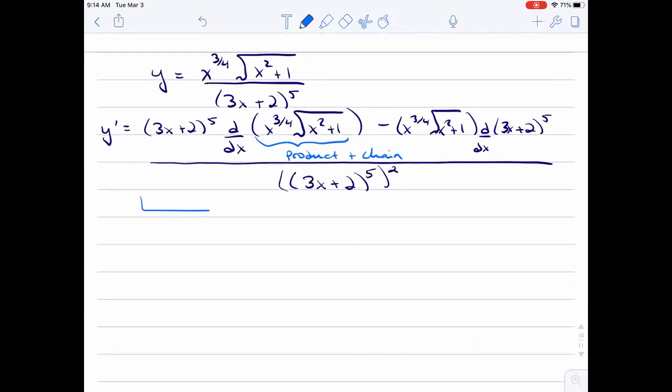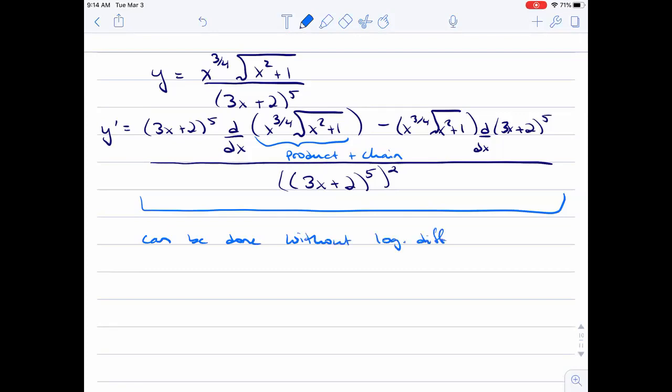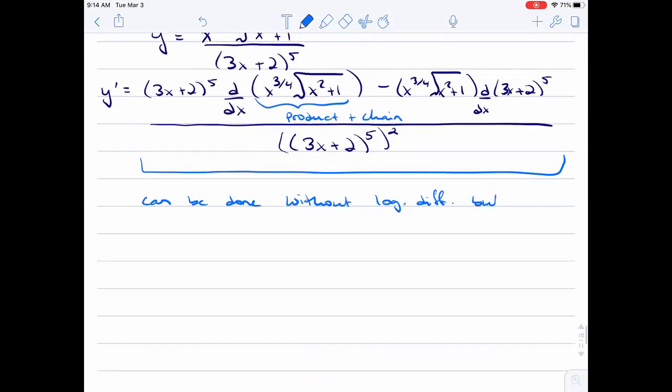Right, and so this can be done, I'll say, without logarithmic differentiation, but it will be, I'll say, harder. So we should do more.